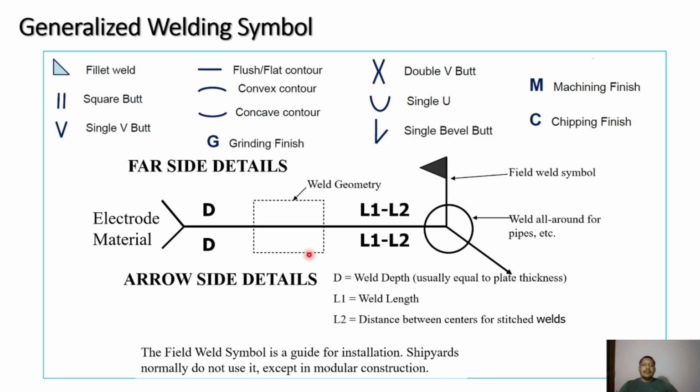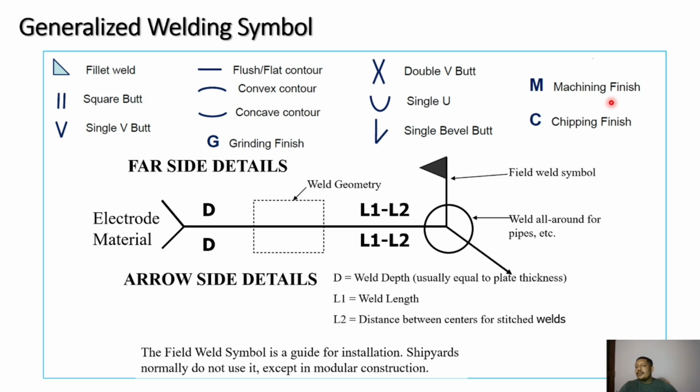For example, the weld symbols I told you: if it is a fillet weld, it will be marked with a triangle. If it is a square butt, it will be marked with two lines. A single V will be marked like this. You will have a flat, convex contour, concave contour, or supplementary finishing, like G indicating a grinding finish is required. This is for a double V joint. This is for a single U joint. This is how a single bevel butt joint looks.